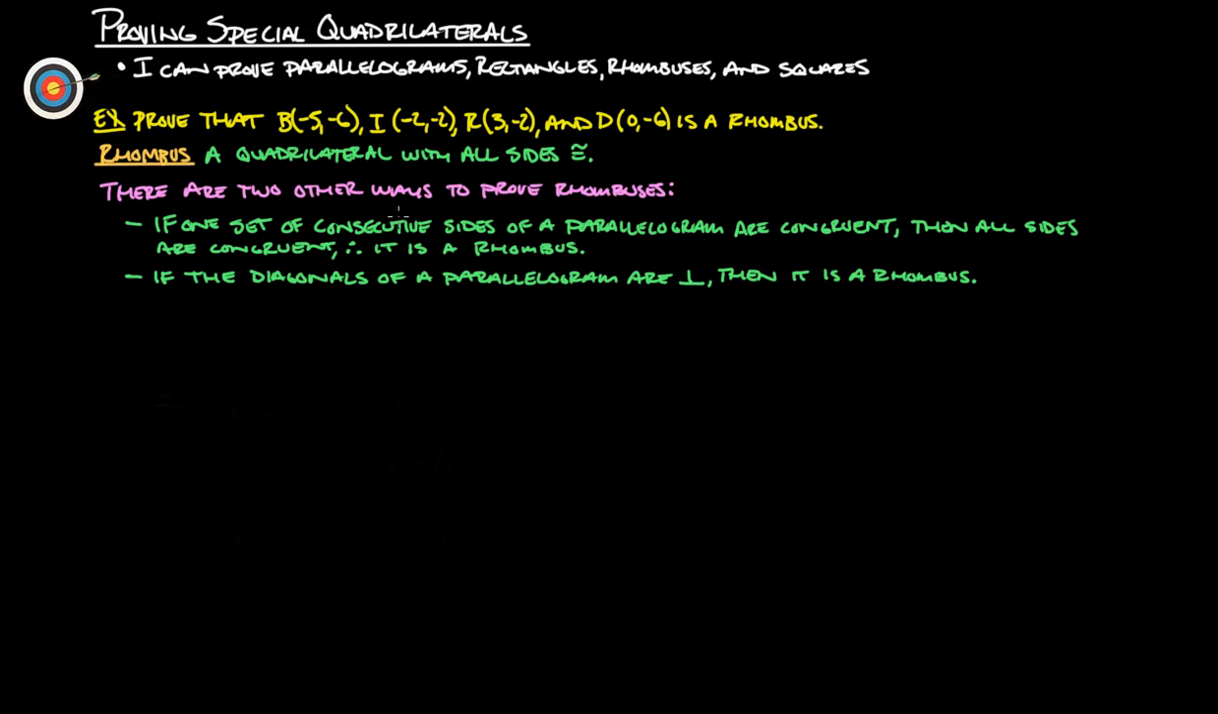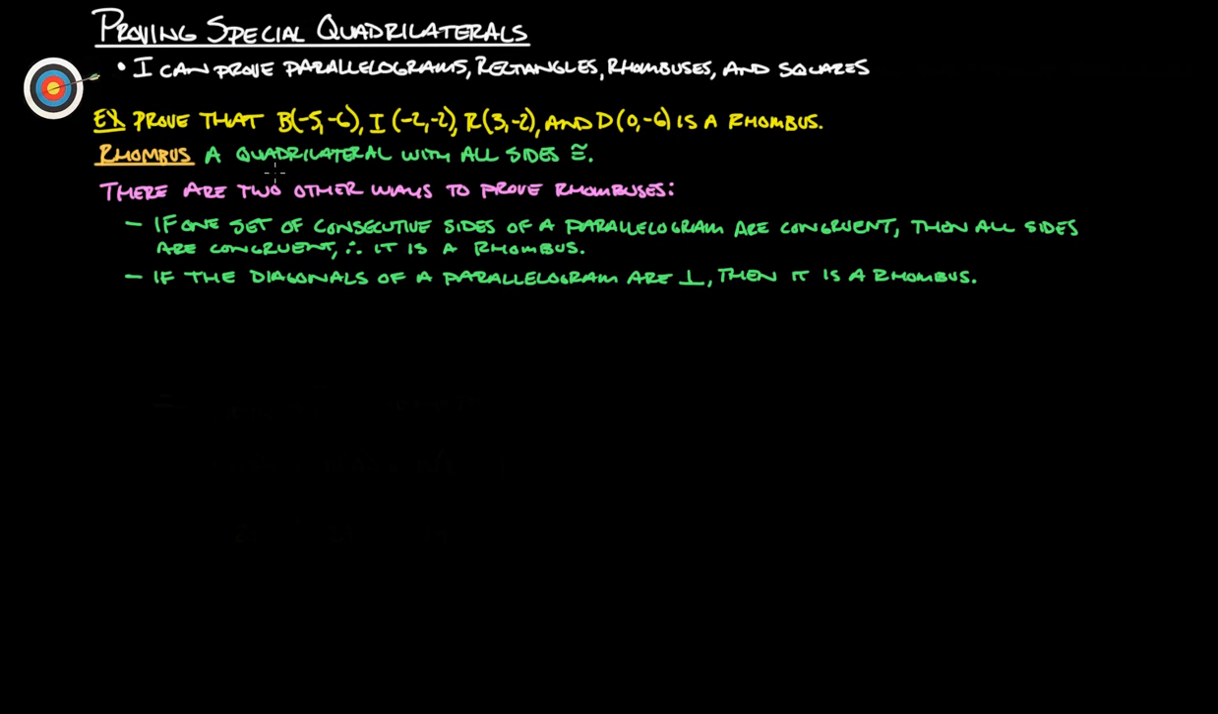There are two other ways to prove rhombuses. If one set of consecutive sides of a parallelogram are congruent, then all sides are congruent, and therefore it's a rhombus. Or, if the diagonals of a parallelogram are perpendicular, then it's a rhombus. Either way, we've got to prove it's a parallelogram first, and then pick one of those two.